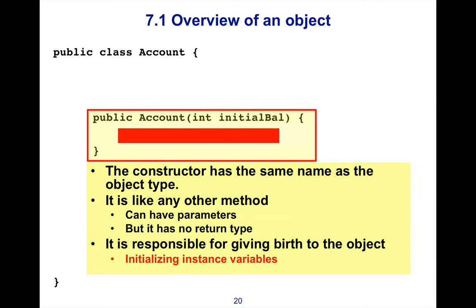Inside the code of the constructor can be any statements we like. The principle of composition applies here. If statements, whiles, fors, assignment statements, anything you like. But in terms of purpose, the purpose of a constructor is almost always to initialize the instance variables.